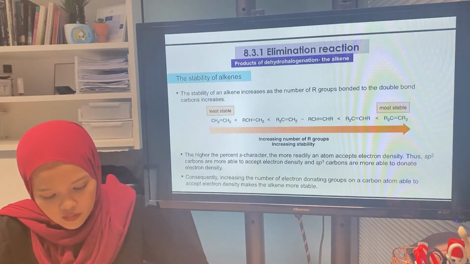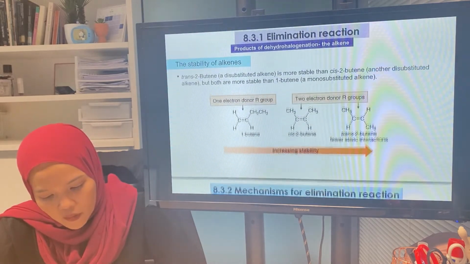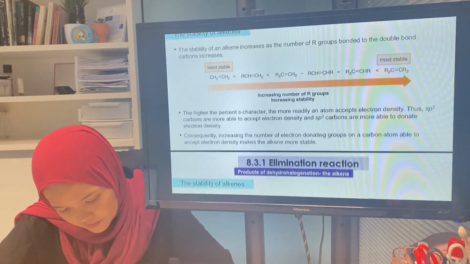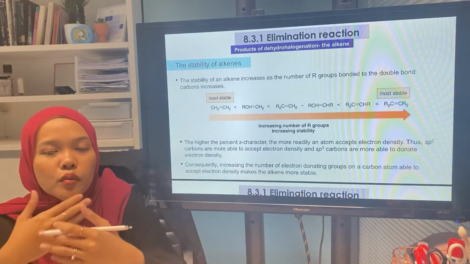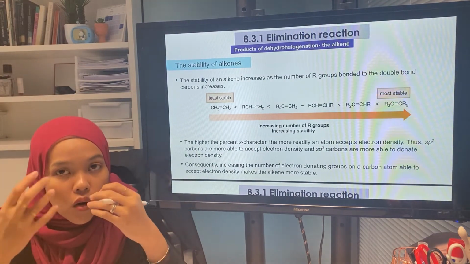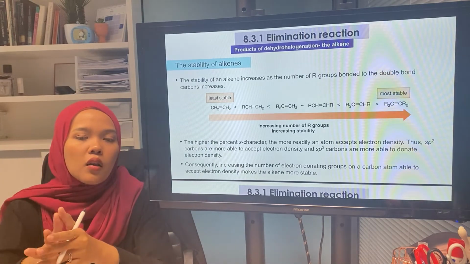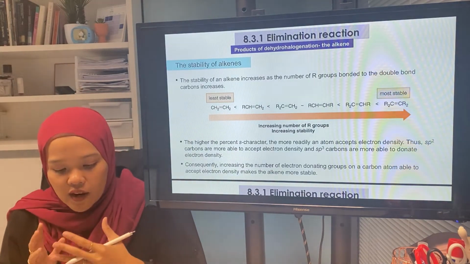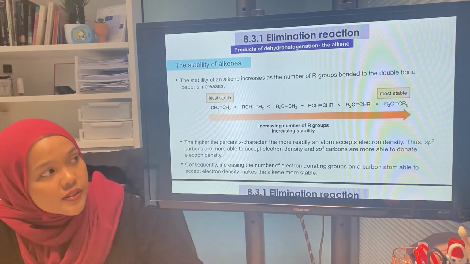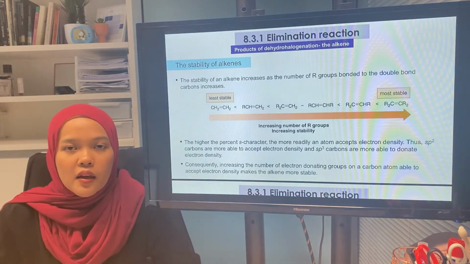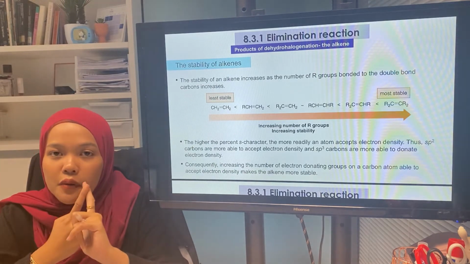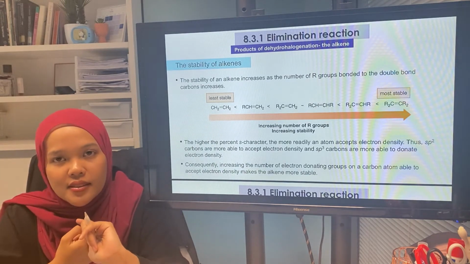The point here is that when you want to produce an alkene, the major product is going to be the one that is more stable. This is based on the Zaitsev Rule. Zaitsev Rule states that we are going to get an alkene that is more stable. How do you determine the stability of the alkene? Remember, the higher the substituent, the more stable the alkene. The second one is that trans alkene is more stable than cis alkene.